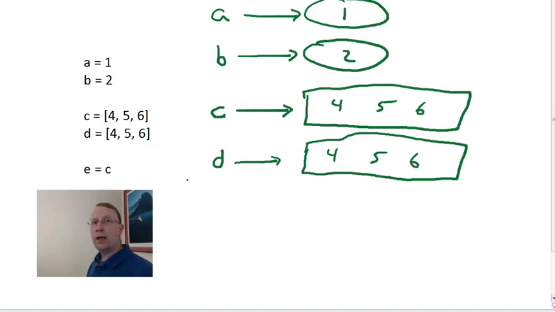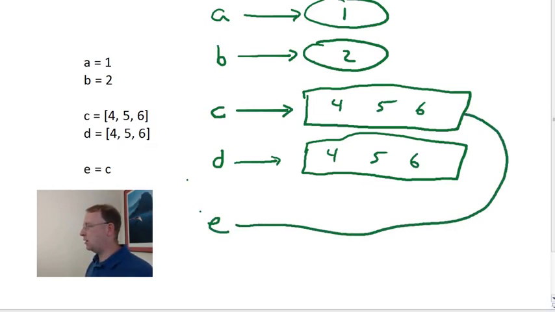Now we assign E equals C. So we create our variable E here, and we're going to link it to exactly the same thing that C has, exactly the same value. So we see a distinction here that C and E point to exactly the same box, whereas D points to a different box that just happens to look the same. That's an important distinction that we're going to explore more.